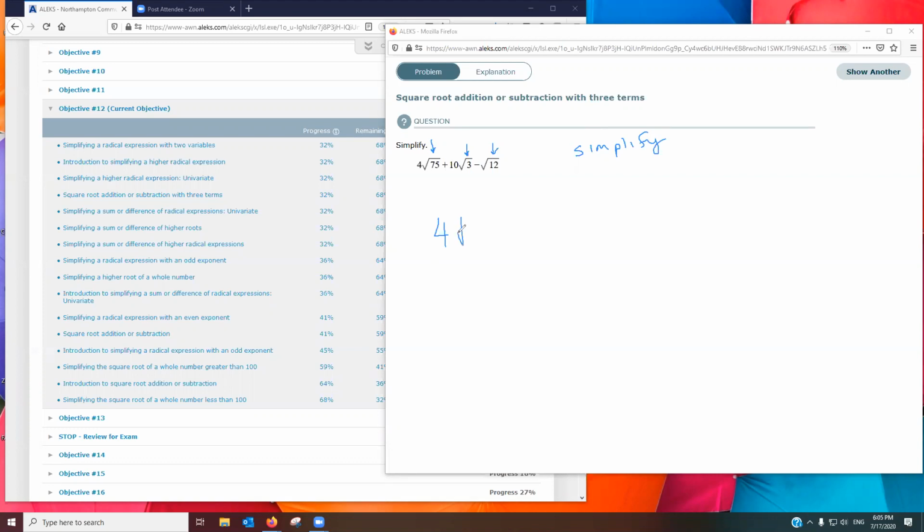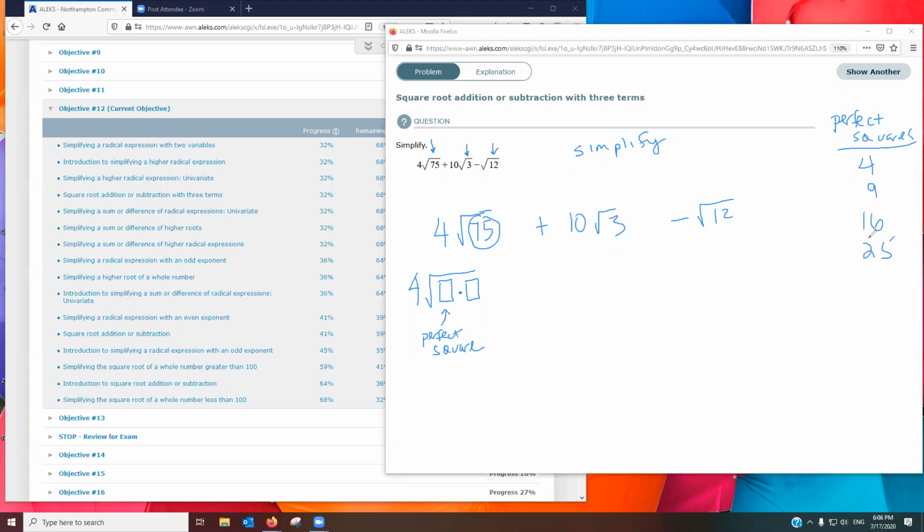All right, let's work out 4 times the square root of 75. And then we'll work out these other parts. Well, remember, the idea is take 75 and try to write it as the multiplication of 2 numbers where one number is a perfect square. Remember, the perfect squares are numbers like 4, 9, 16, 25, 36, and so on.